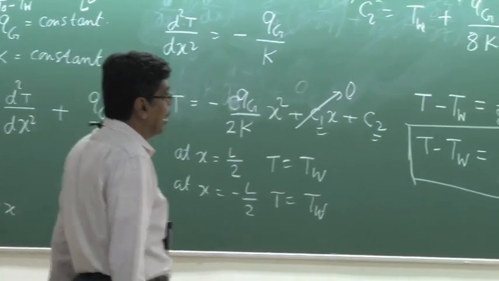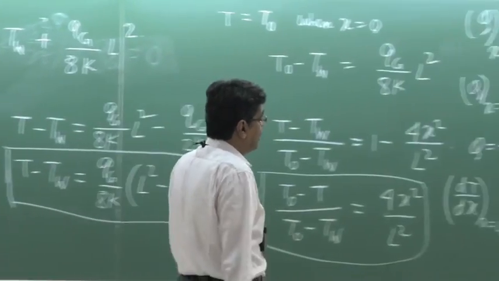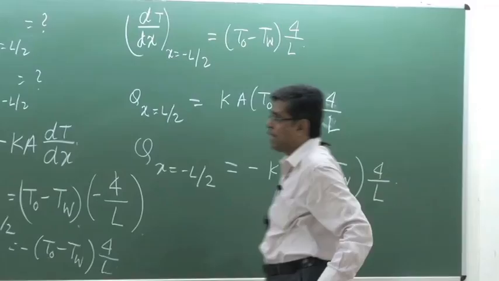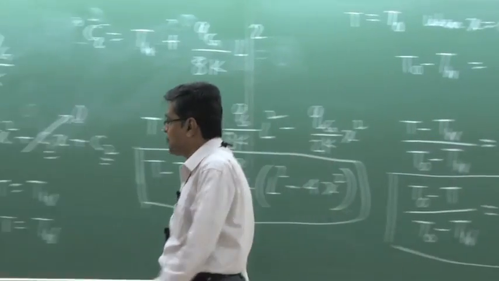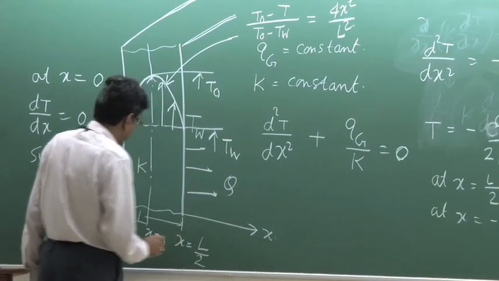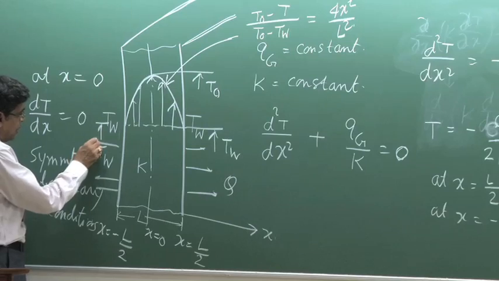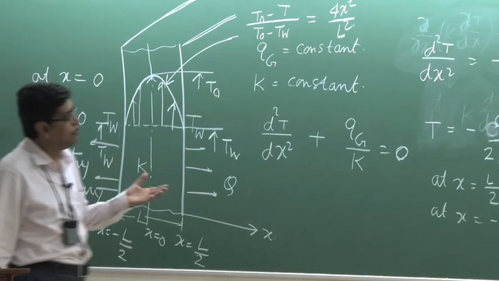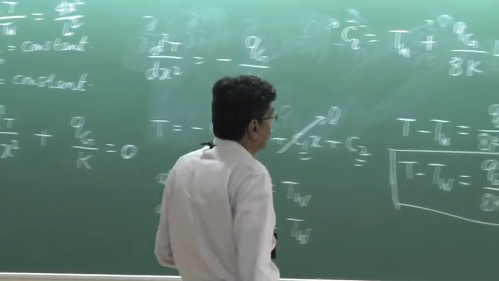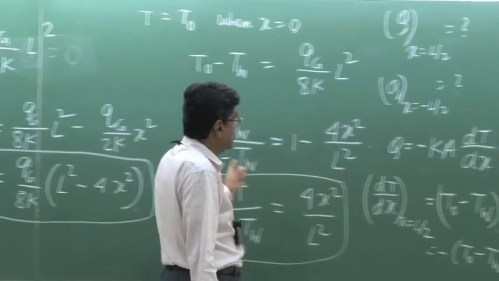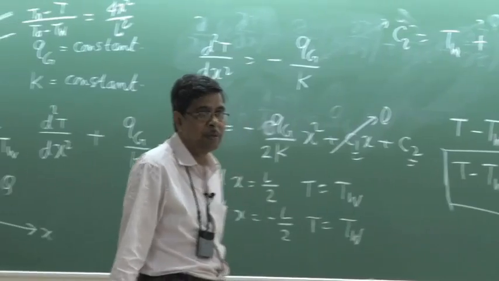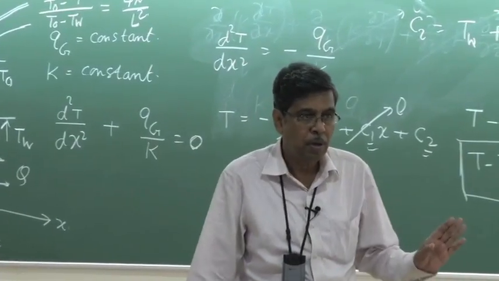So therefore, we can find out the rate of heat transfer in terms of T0 and Tw by this. Now here the positive sign indicates that the heat is transferred in the positive direction of x. This is Q, and here heat is transferred in the negative direction of x. So therefore, we can find out the heat transfer from the two surfaces by finding out this dt dx. Okay? Any problem? All right.